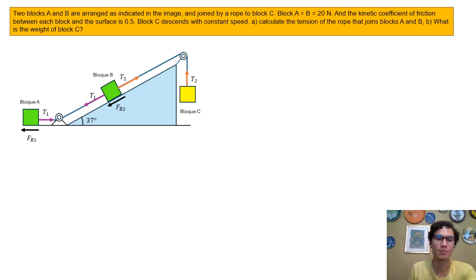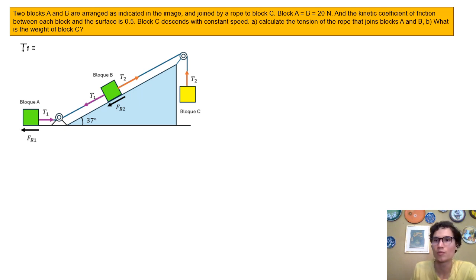Hello guys, this is the MEPtutor, and in today's video I'll be solving this problem. We have this inclined plane, we have three blocks, and we are looking to calculate the tension of the rope that joins block A and block B. So one of the questions of the problem is to find tension 1.